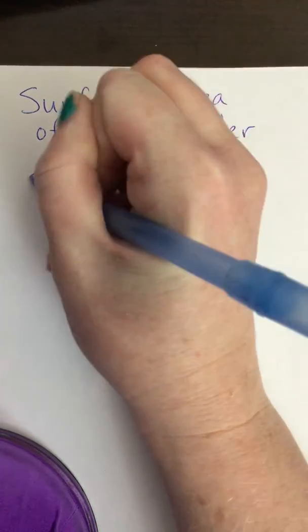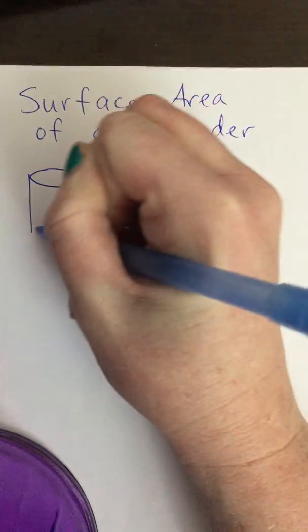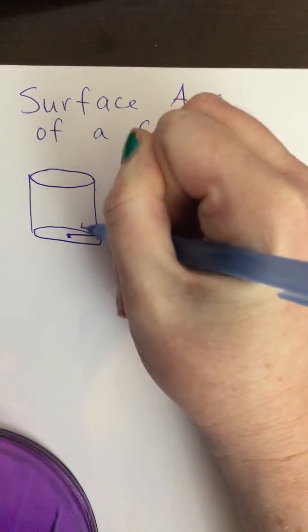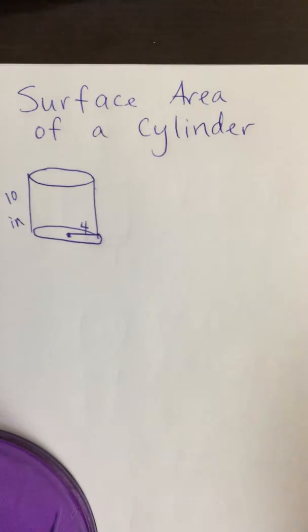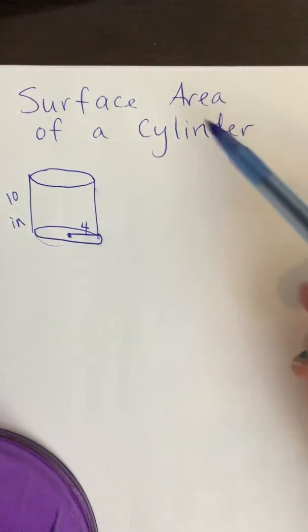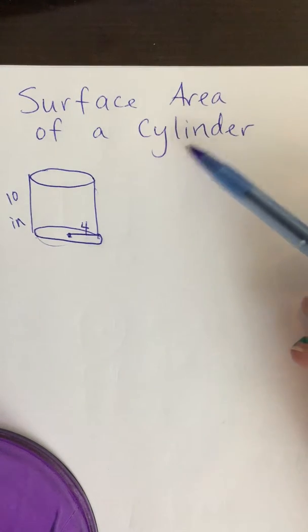Let me draw the cylinder again. You could probably do the same cylinder. So that is a 4, and that is 10 inches. Okay, the bottom is a little bit messed up, but that's okay. All right, so this time we're going to find the surface area of a cylinder. This is much more difficult, but it's still doable.